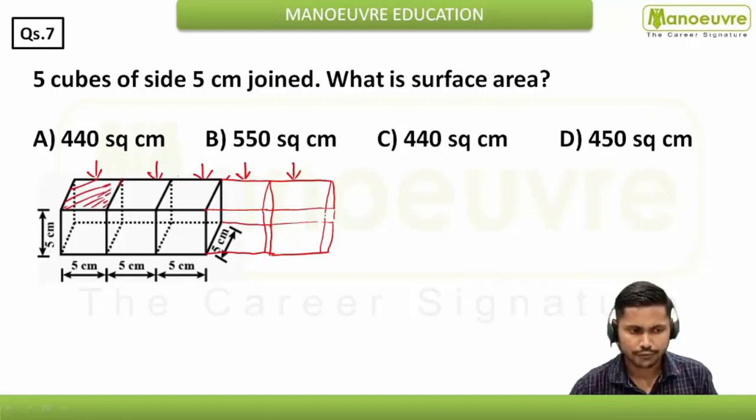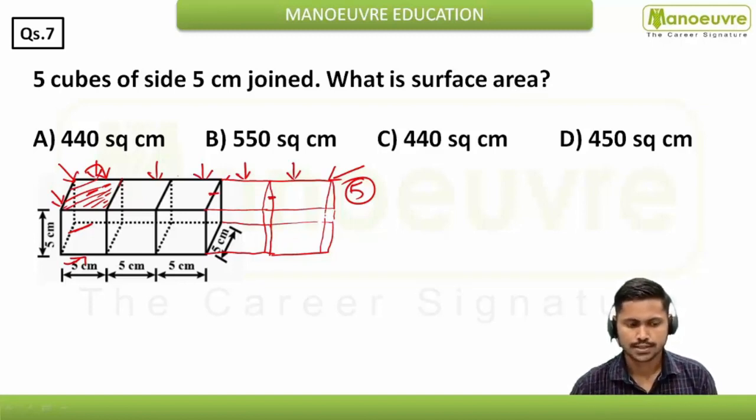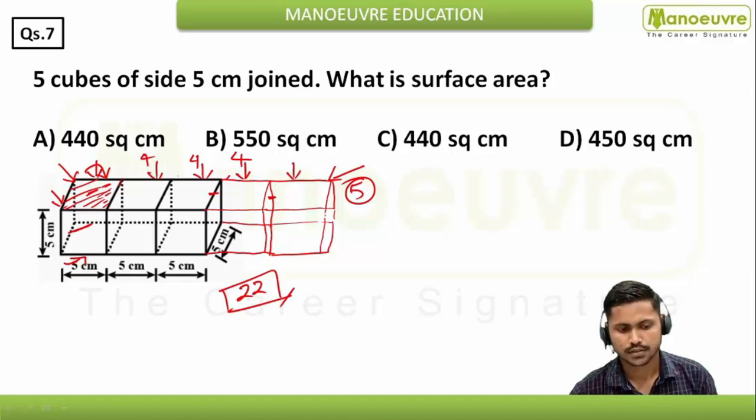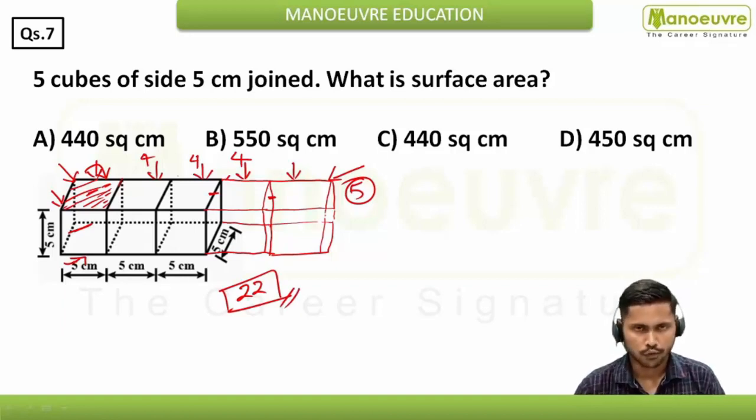If I talk about the 2 cubes, first and last, each is forming 5 surfaces. How? Here you can see 1, 2, this is 3, bottom 4, and here 5. So a total of 5 surfaces here, 5 surfaces here. But the middle cubes will form only 4 surfaces each, because this side and this side get omitted. So you can say 5 here, and here 4, 4, 4. So a total of 12 plus 10, that is 22 surfaces, which all 5 cubes combined form.